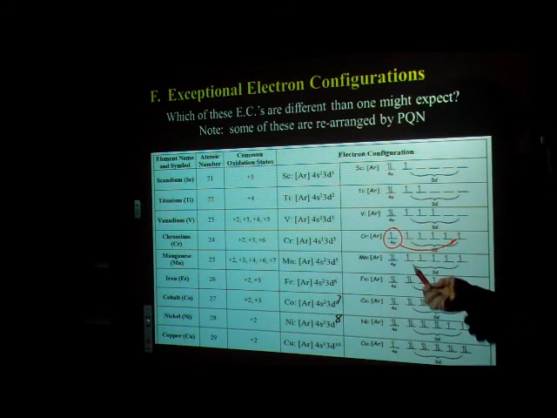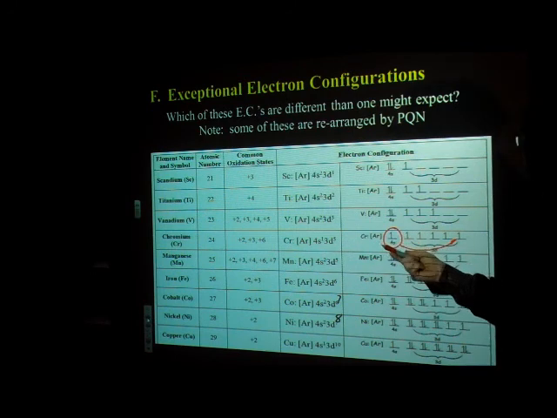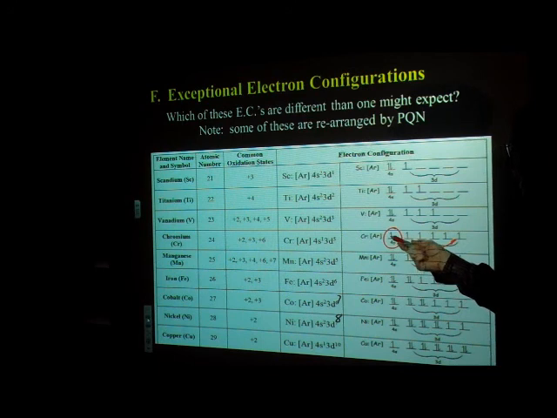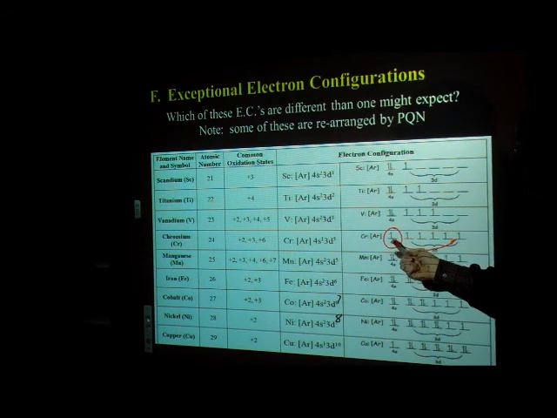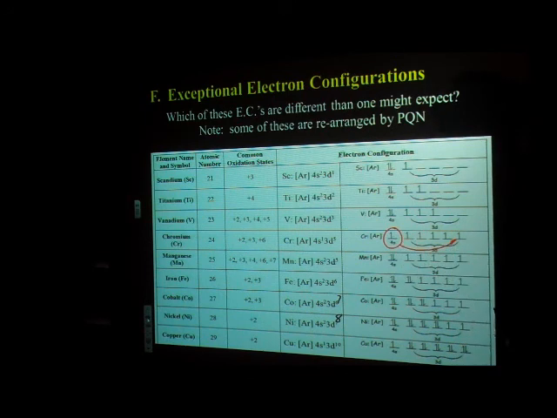So I guess the way to say this in fairly simple terms is chromium has a lower energy if it has 1 4s electron and 5 3d electrons. In other words, the 3d boxes all have 1 electron in them. They're all half full. So up, up, up, up, up is better than the alternative. We expect it to be 4s2, 3d4, but it's not. It's 4s1, 3d5. So that's weird.